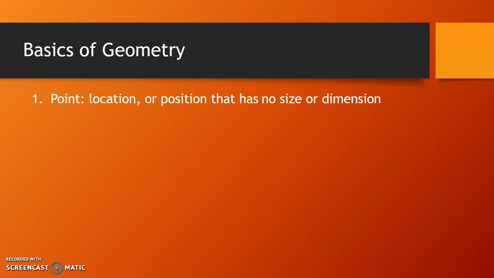So a point would be a location or a position, and it has no size or dimension. So a point would just be talking about where something is at. And a lot of times when we look at pictures, they do draw a point, but just know that that point doesn't technically have a size to it. It's just representing a location or a place somewhere in the figure.